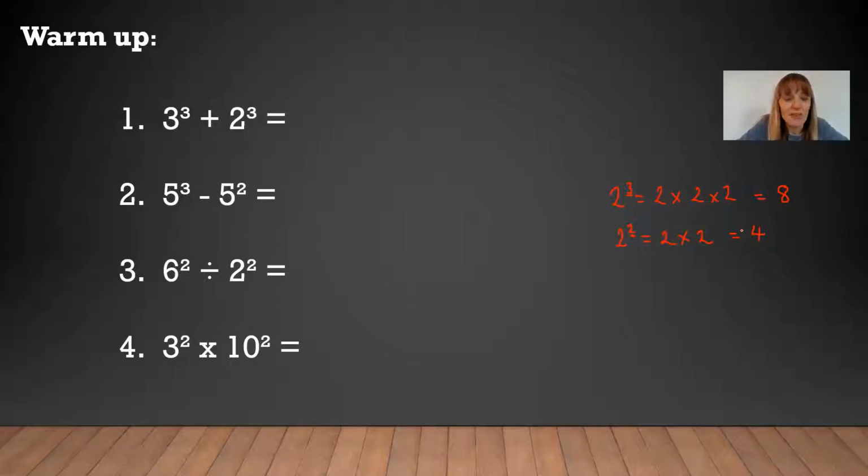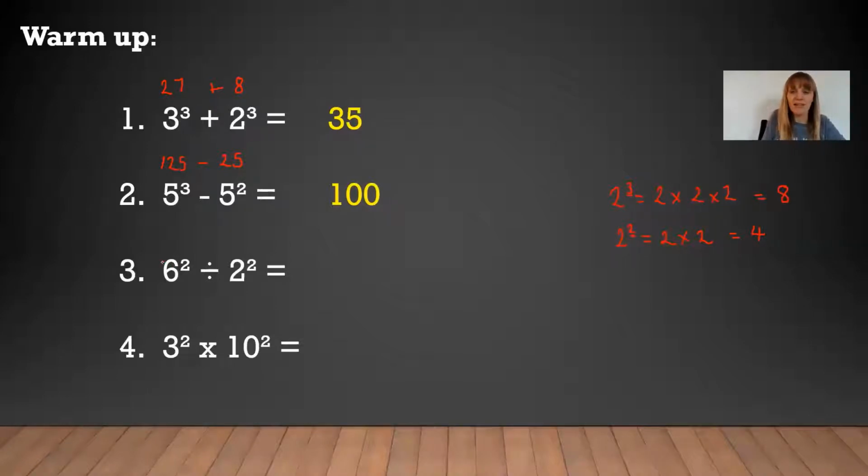Okay, so here we go then. 3 cubed add 2 cubed. Now 3 cubed is the same as 3 times 3 times 3, which is 27. And we've got to add 2 cubed, which we did at the beginning and was 8. So 27 add 8 would give us an answer of 35. Now for number 2, 5 cubed is 5 times 5 times 5, which gives us an answer of 125. And we're taking away 5 squared, which is 25. So that would give us an answer of 100.